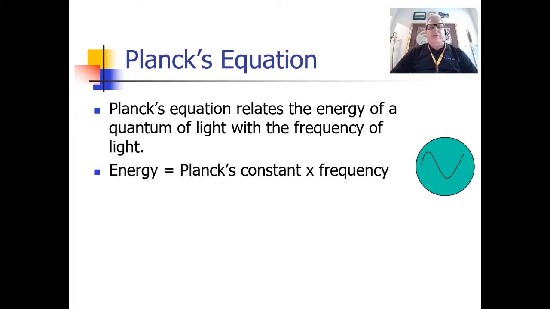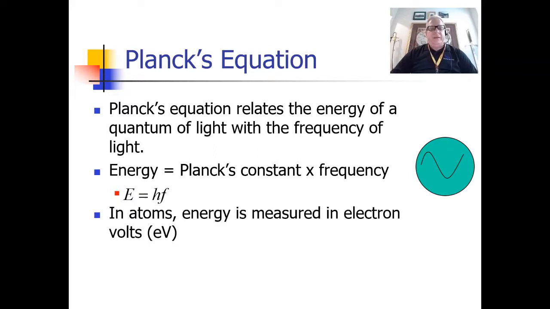The equation involved a constant which is now known as Planck's constant in his honor, and it says that the energy of one of these packets of light, one of these quanta, is equal to Planck's constant times the frequency, or E equals h times f. Now, in atoms, energy is often measured in electron volts, and so we will give Planck's constant in terms of electron volts. h is equal to 4.14 times 10 to the minus 15 electron volt seconds. You can see that when you multiply that constant times the frequency, which is in inverse seconds, the seconds cancel out and you're left with an energy.